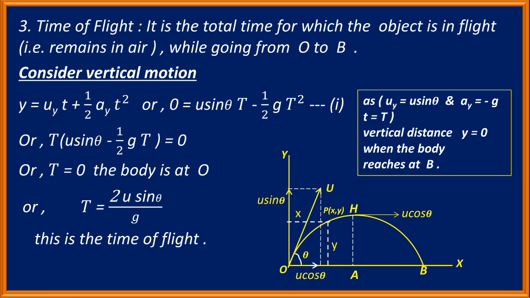So we are now going to consider vertical motion. We can write y equal to uyt plus half ayt square, and y equal to 0. So 0 equal to u sin theta into time of flight minus half gt square. From here we can write t into u sin theta minus half gt equal to 0. So t equal to 0. At this time the body is at O, so this is rejected. Now another one is t equal to 2u sin theta by g. This is the time of flight.